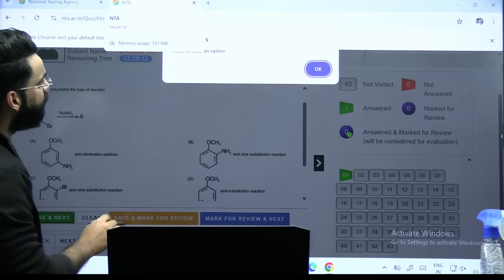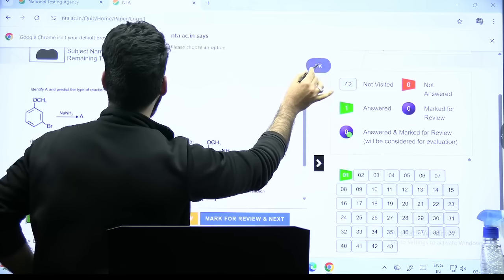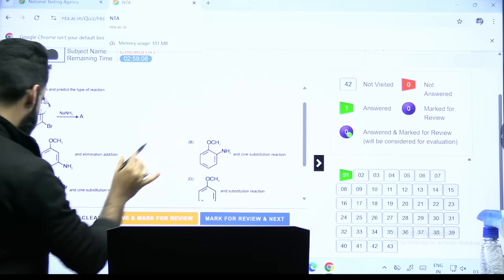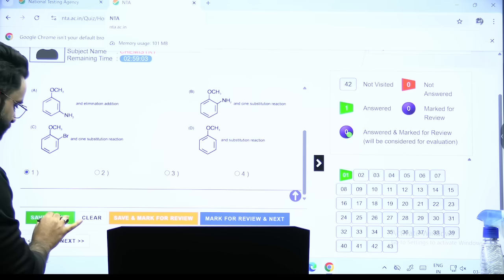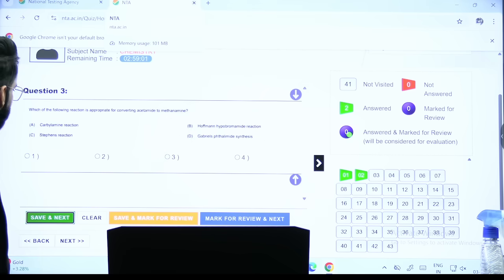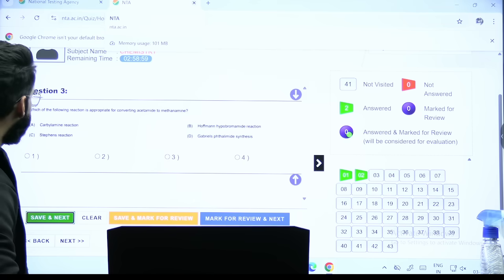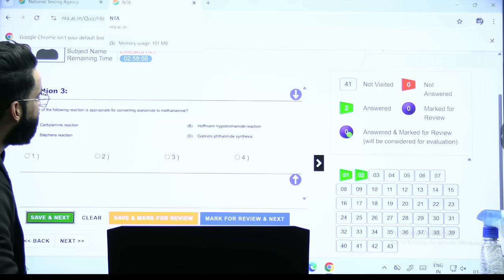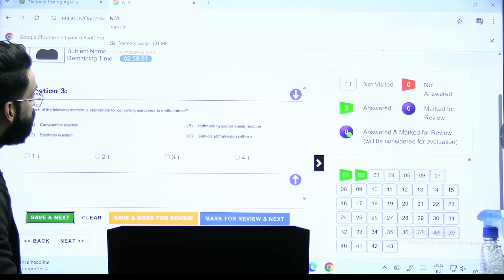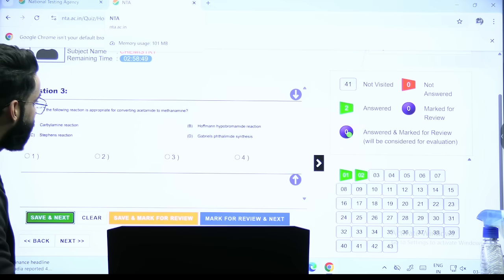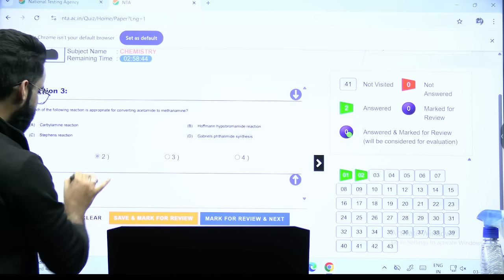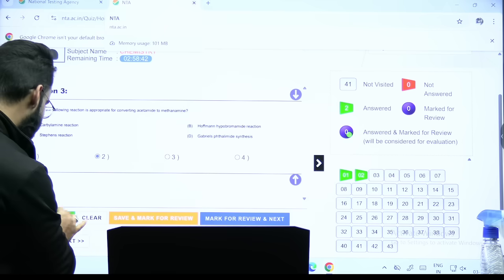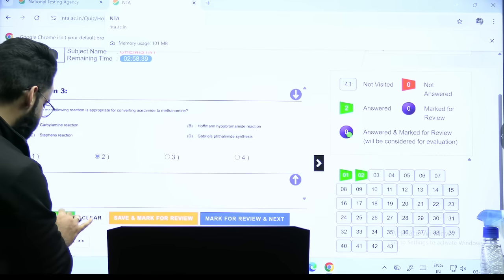Going to the next one. Okay, did I write the answer option A? Wait, option A, and I'm moving on to the next one. Now the third question. Which of the following reactions is appropriate for converting acetamide to methanamine? Acetamide you're converting to methanamine. So it's going to be Hoffmann bromamide, right? That has to be option B here. So I'll go with option B, and B has to be the correct answer. I believe it is going to be the correct answer, right?